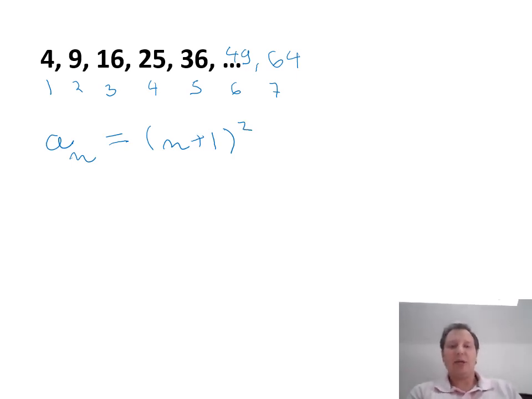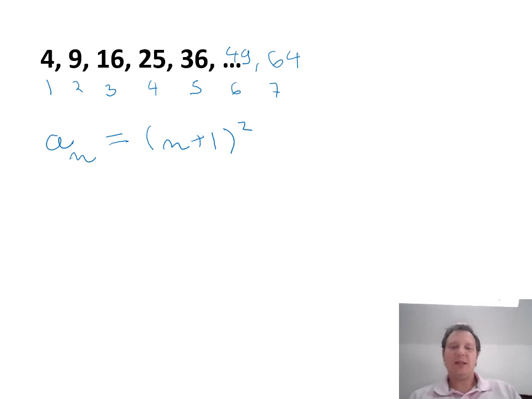Now we should double check our solution. When the index is 1, a of 1 is equal to 1 plus 1, 2 squared, which is 4. When n is 2, a of 2 is equal to 2 plus 1, which is 3, squared is 9. A of 3 is equal to 3 plus 1, 4, squared is 16. And so this seems to be the correct closed form.